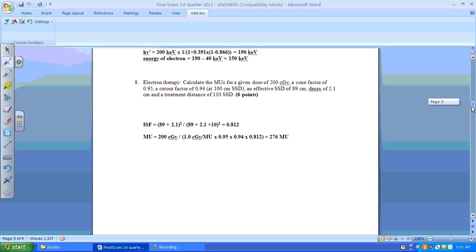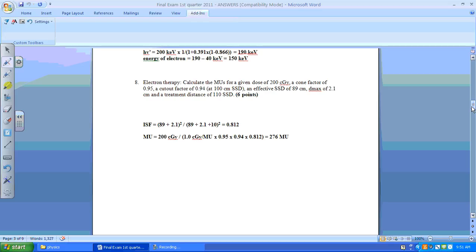Number 8. In electron therapy, calculate the monitor units for a given dose of 200 centigray, cone factor 0.95, a cutout factor of 0.94 at 100 SSD, an effective SSD of 89, Dmax is 2.1, and the treatment distance is 110. Okay.